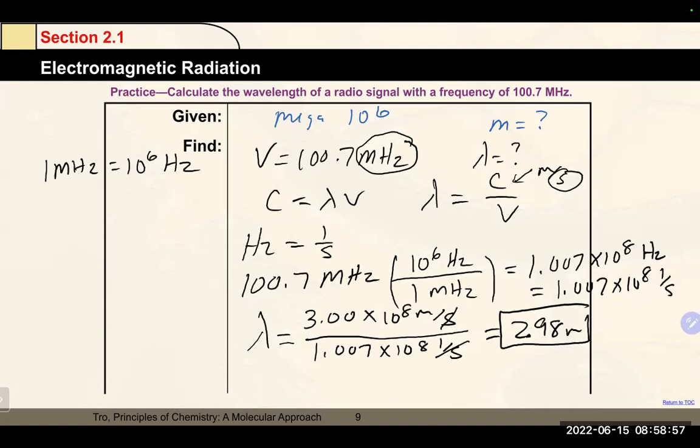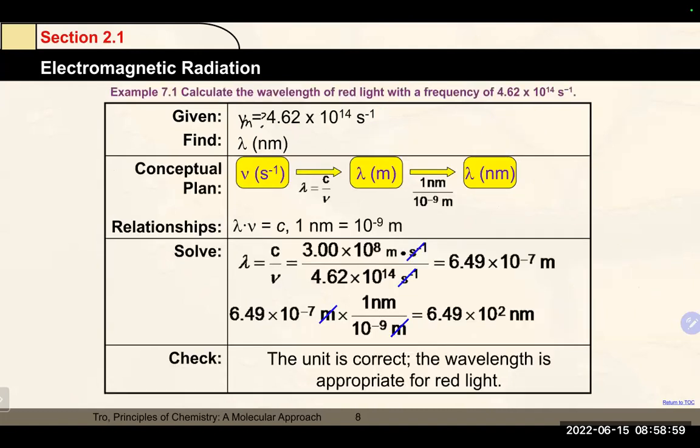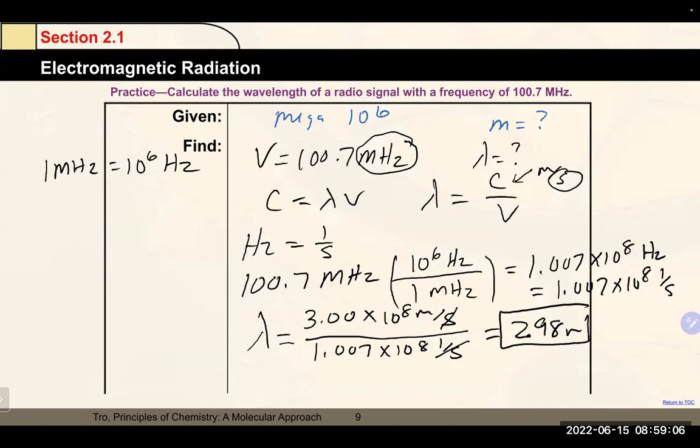Any questions on that there? 2.98 meters is a much larger wavelength than our previous one, which was 6.49 times 10 to the minus 7. That should tell you that radio waves have a lot less energy than the visible part of the spectrum where we see light, which is why we can listen to our radio and not have problems with energy belting us down. Any questions on how to calculate these things? The biggest problem for people is units. So you just have to watch the units and make sure everything cancels out correctly. Okay.